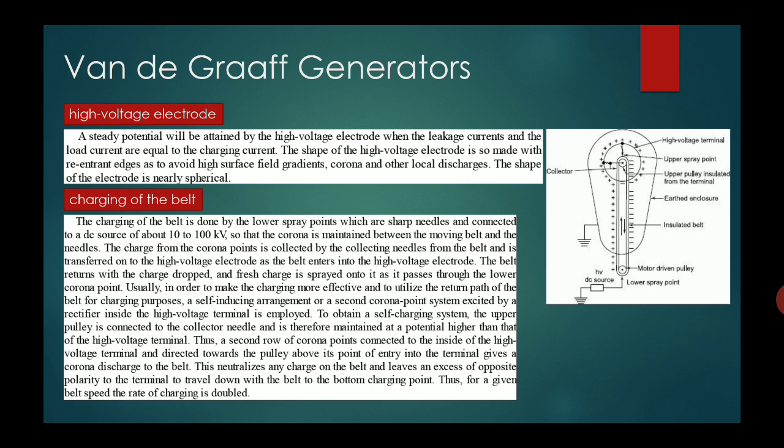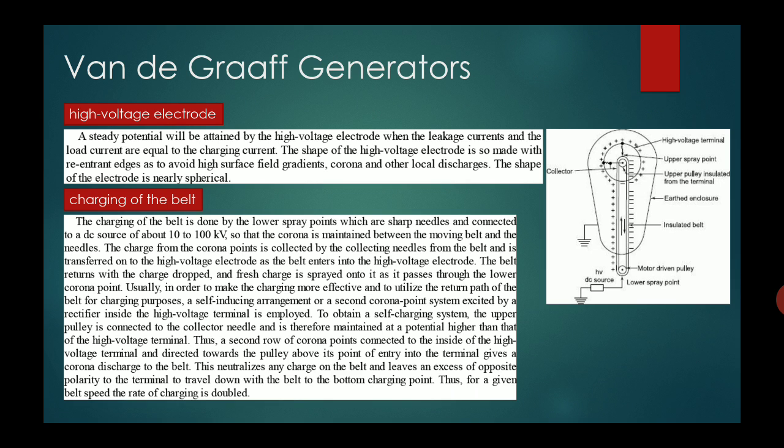The shape of the high voltage electrode is made with re-entrant edges to avoid high surface field gradient, corona and other local discharges. So the shape of the electrode should be made in such a way that there is a low amount of corona or any kind of discharge. The shape of the electrode will be nearly spherical.